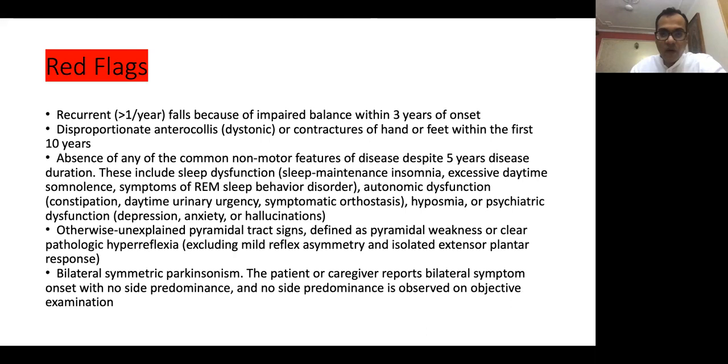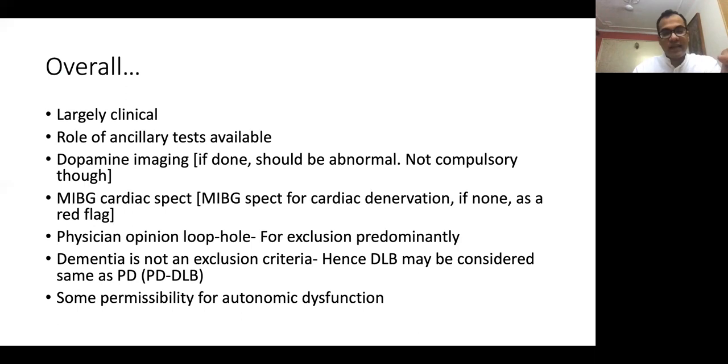So sleep dysfunction completely absent, autonomic dysfunction completely absent, hyposmia completely absent, psychiatric dysfunction completely absent, you can rule out Parkinson's disease as well. Pyramidal pathway problems and symmetric or persistently symmetric Parkinson's, these are red flags. They don't mean that Parkinson's disease can be ruled out. You still can, but you have to be careful in following up patients. So overall, diagnosis is largely clinical.